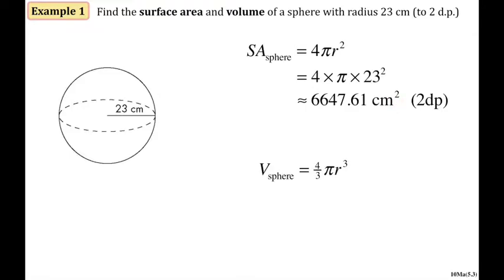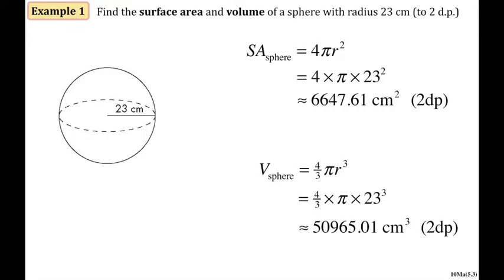To find the volume, there's our formula, 4/3 times pi times radius cubed. Now we know the radius is 23, so it becomes 4/3 times pi times 23 cubed. Put that into your calculator, and to 2 decimal places, there is your answer, 50,965.01. So as long as you have the formula and your calculator, these ones are actually quite easy to do when they're in their simple form.